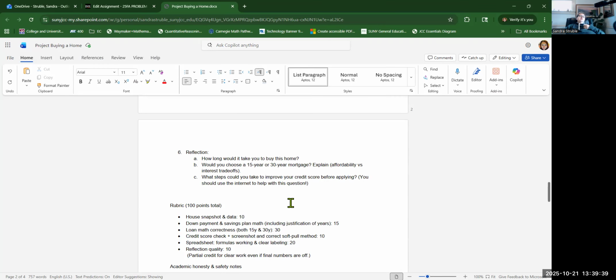The reflection I do want you to do: How long would it take you to buy this home? Would you choose a 15-year or a 30-year mortgage, and tell me why? Let me know what your trade-offs are, what you're giving up and what you're getting in return. What steps could you take to improve your credit score before applying?